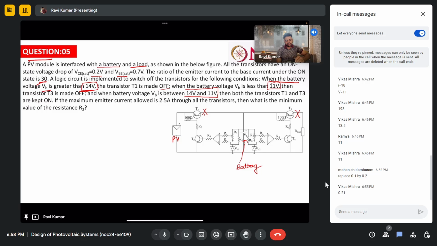If the maximum emitter current allowed is 2.5 ampere through all the transistors, so it is the limit of the transistor, then what is the minimum value of the resistance R2? It is asking the minimum value of the resistance R2. R2 is where? Here. And these are the options. Think about this. How can you do this?